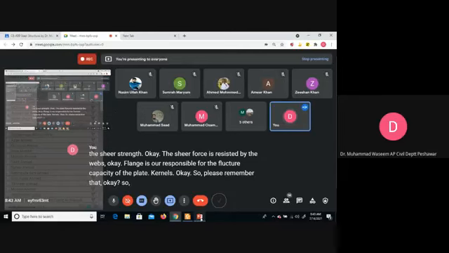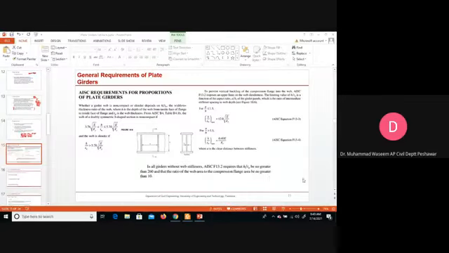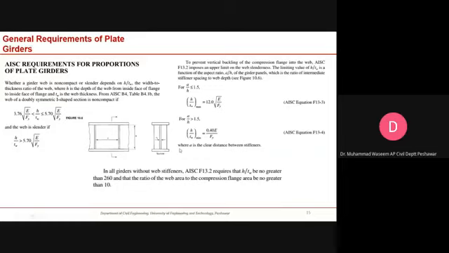So with this, I will go through the requirements of AISC. As I told you, webs are slender in plate girders because you have a larger depth of webs. The depths are high, but the thicknesses are very small. So this makes the webs of plate girders very slender. Webs of plate girders are slender. What does it mean, slender?